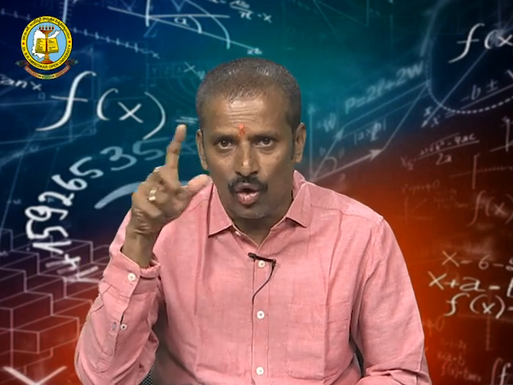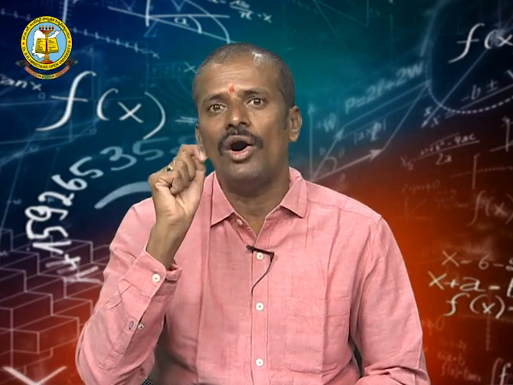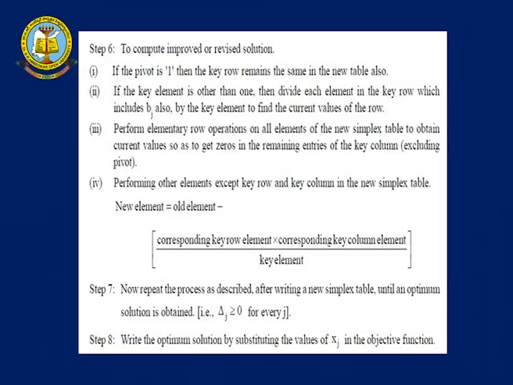So we have to repeat all these steps until all Zj minus Cj are greater than or equal to 0. Once delta j, that is Zj minus Cj, is greater than or equal to 0, it is an indication that the solution is obtained for the given problem with the help of this simplex method.